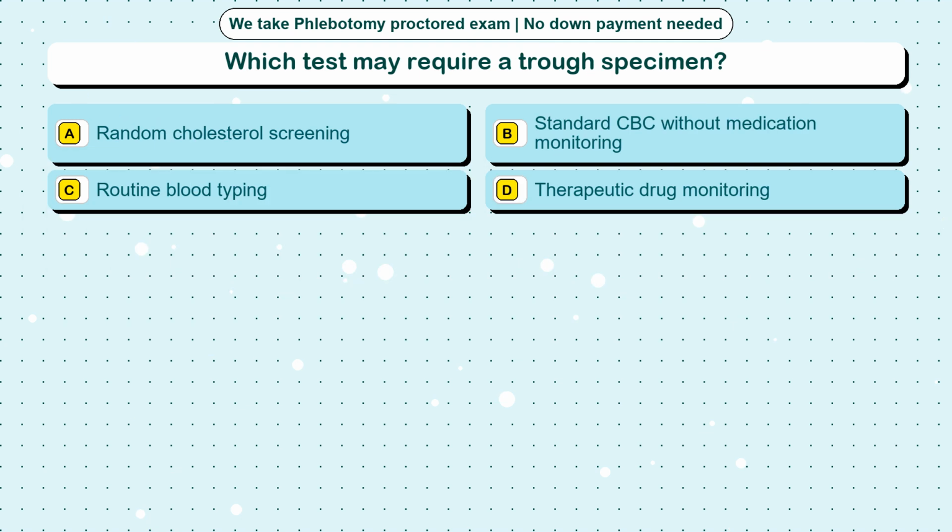Question 42. Which test may require a trough specimen? Option A. Random cholesterol screening. Option B. Standard CBC without medication monitoring. Option C. Routine blood typing. Option D. Therapeutic drug monitoring.